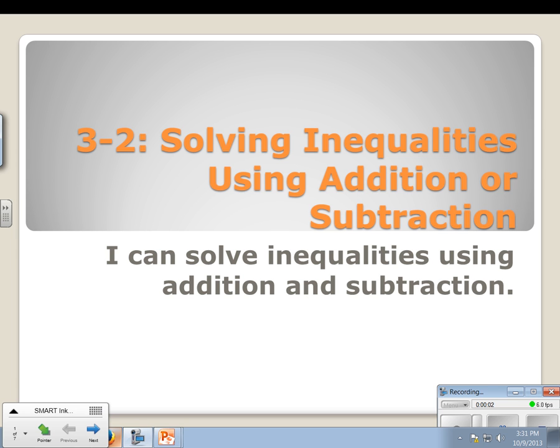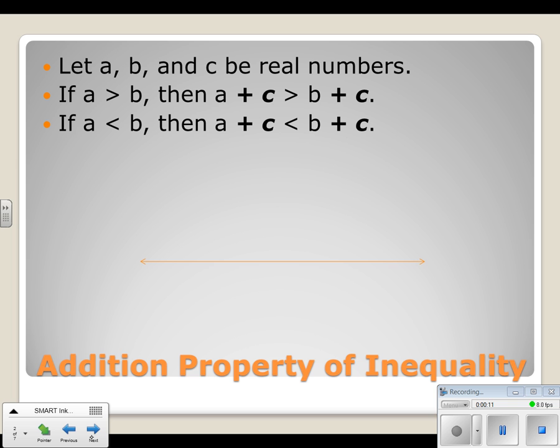In this video 3.2, we will be solving inequalities using addition or subtraction. So you should be able to say, I can solve inequalities using addition and subtraction properties of equality, or properties of inequality, sorry about that.